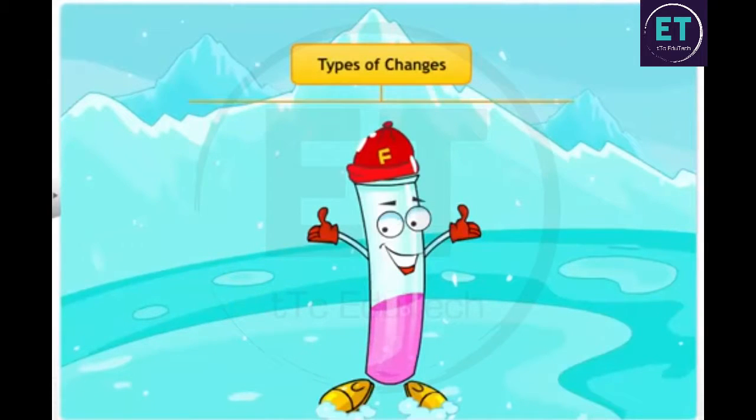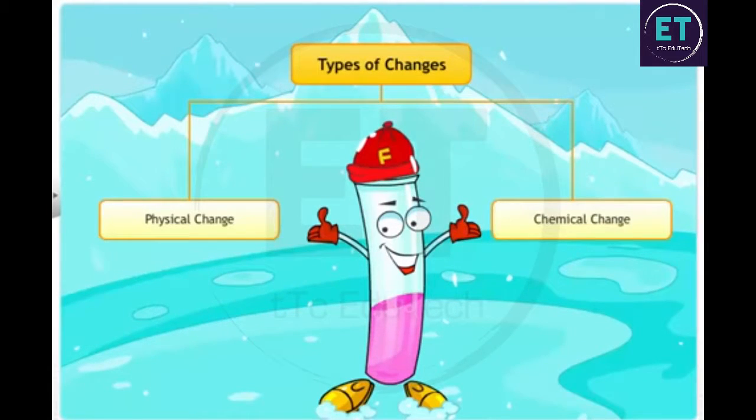There are two types of changes, physical and chemical. Physical changes are temporary, and chemical changes are permanent. Substances can undergo either physical or chemical changes to form new substances.